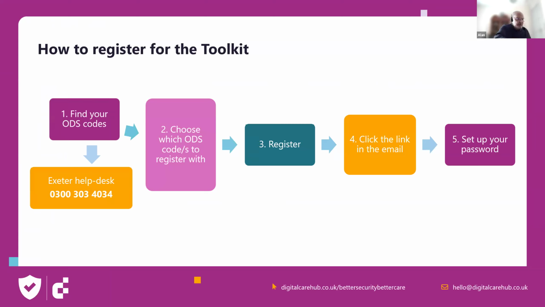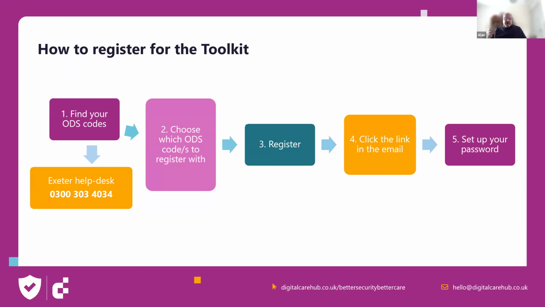However, there are a few things you need to be aware of if you haven't yet registered. The first thing you need to do is find your ODS code. ODS codes are codes provided by the NHS to each health and social care organisation to give you a unique identifier. And each organisation has more than one, which is why it says on the slide, choose which ODS code to register with, so that the system can recognise which organisation you're registering on behalf of. Having registered, they will send you an email with a link.